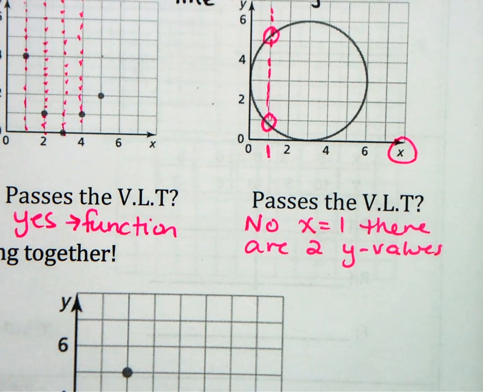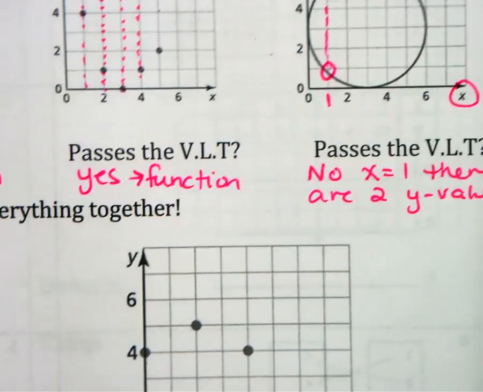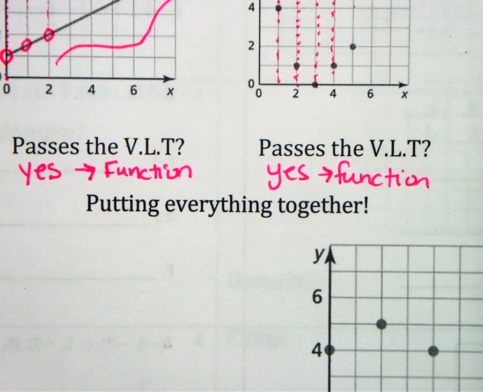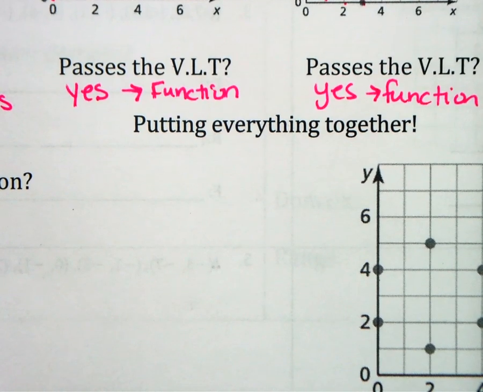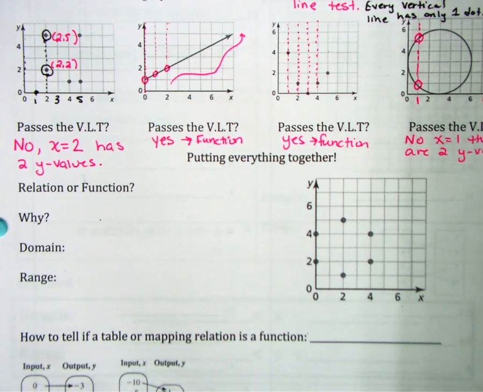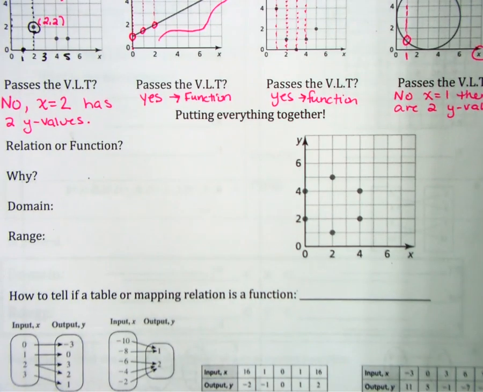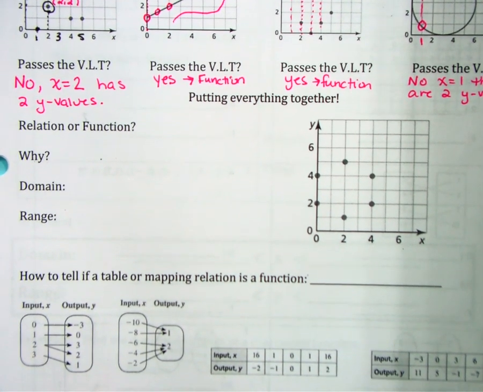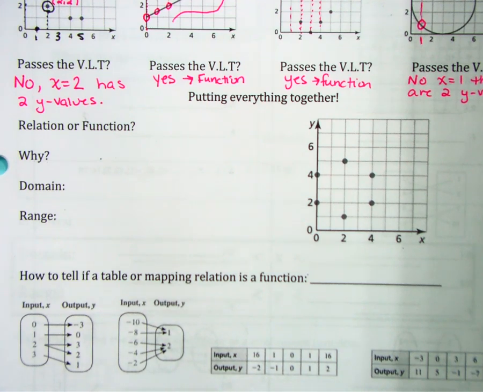Okay, now we're going to put it all together. So what you see next, I have a picture here. I want you to tell me if that is a relation or a function. Does it actually get to be called a function? And then I want you to give me the domain and range. Okay? Now we've been practicing this relation or function piece, so this should be the easiest part. What do you think?